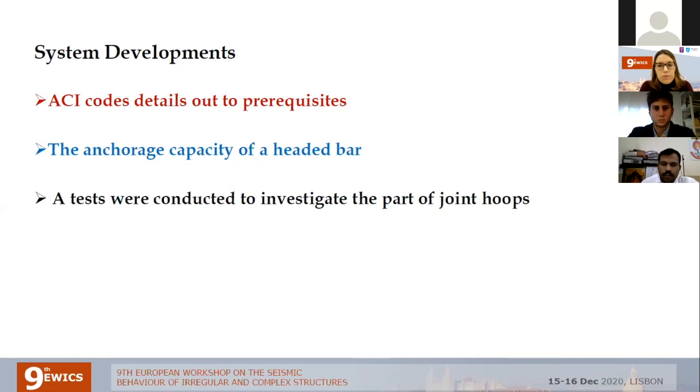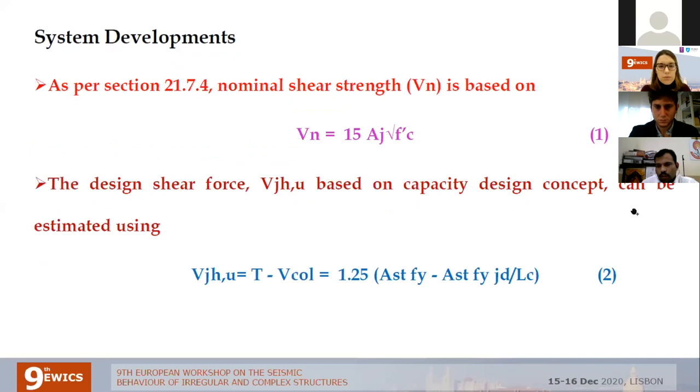Tests were conducted to investigate the part of the joint hook in the shear strength, displacement, ductility, and stiffness of the exterior beam column joints with the headed bar subjected to a reverse cyclic loading. As per the section of ACI 318/2008, 21.7.4, the nominal shear strength is on the formula which is given. That is Vn equal to 15 Aj under root of f'c, where Aj is the effective cross-sectional area within a joint in a plane parallel to the plane of reinforcement, and f'c is the characteristic strength of the concrete cylinder.